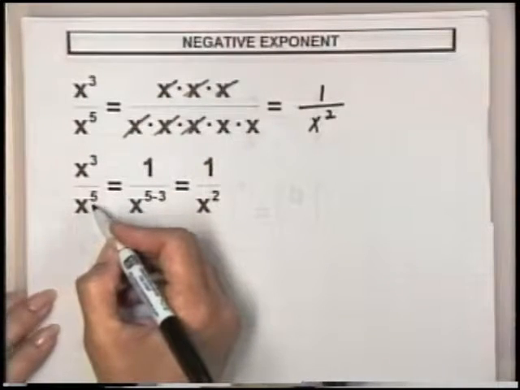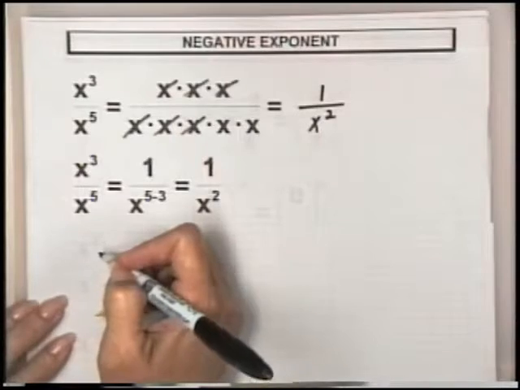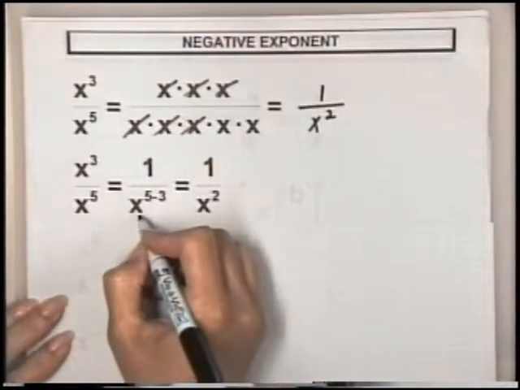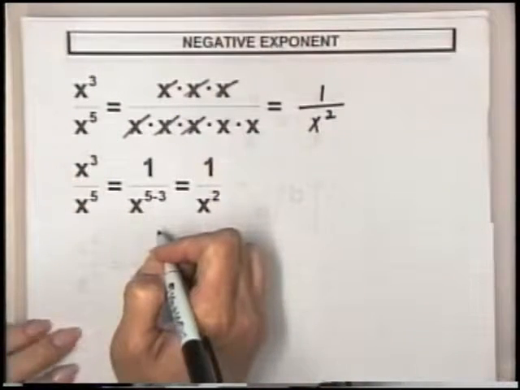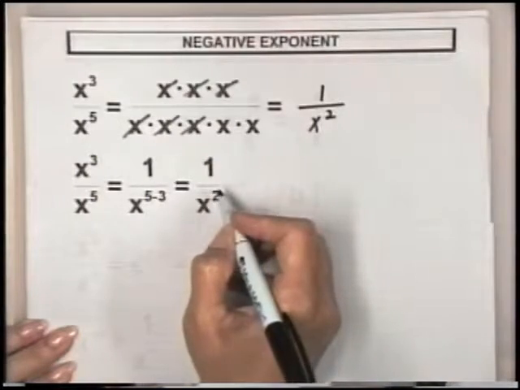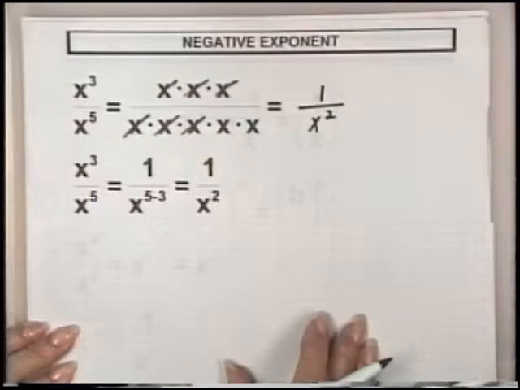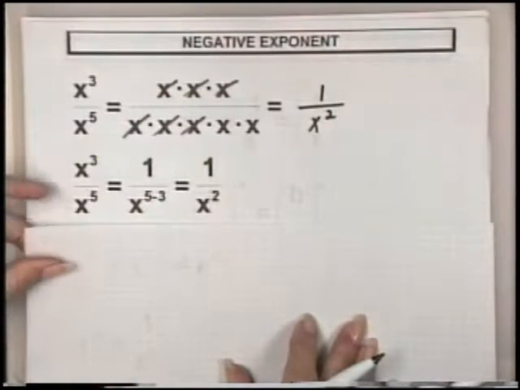Now let's work this problem another way. If I have x cubed divided by x to the 5th, I may use my division law for dividing like bases and say this is equal to 1 over x to the 5 subtract 3 power. Well, 5 subtract 3 is 2. So this is equal to 1 over x squared, which of course is the same thing that I found the first way that I worked the problem.